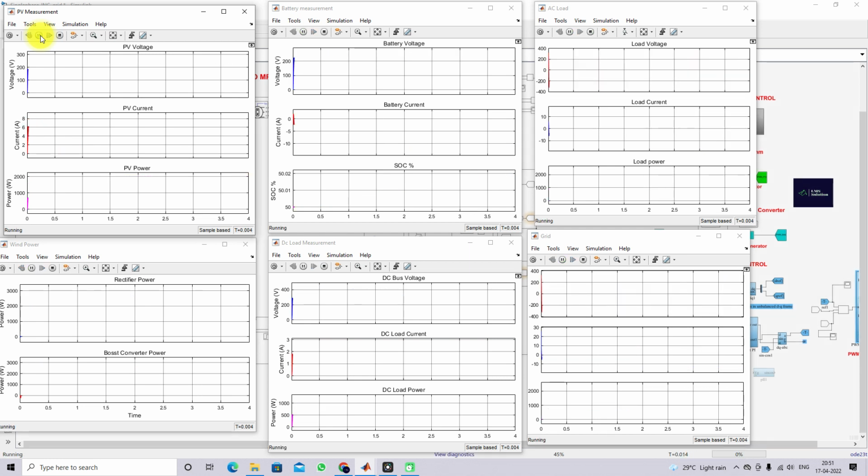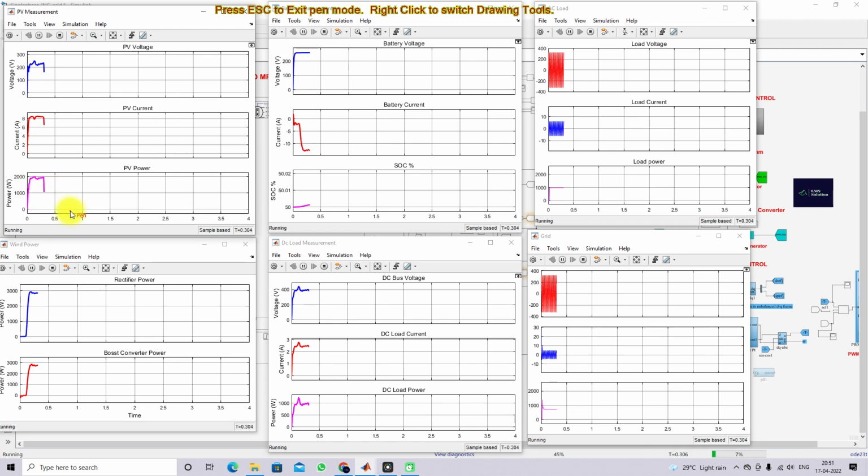So this is the PV measurement: the PV voltage, PV current and PV power. The PV power will vary according to the irradiation, because here we set the irradiation initially at 1000, after that it comes to 500, after that it comes to 10 watts per meter square. Again it goes to 500 watts per meter square, and then 1000 watts per meter square, every 0.3 seconds. So according to the irradiation, the PV power will vary.